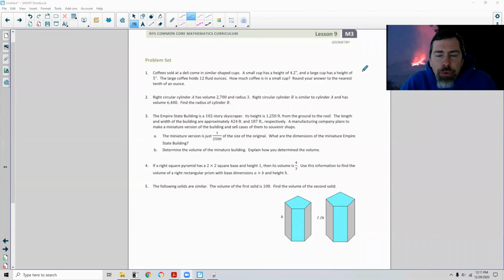Okay, page 7 brings us to the end of lesson 9. Go do your problem set.